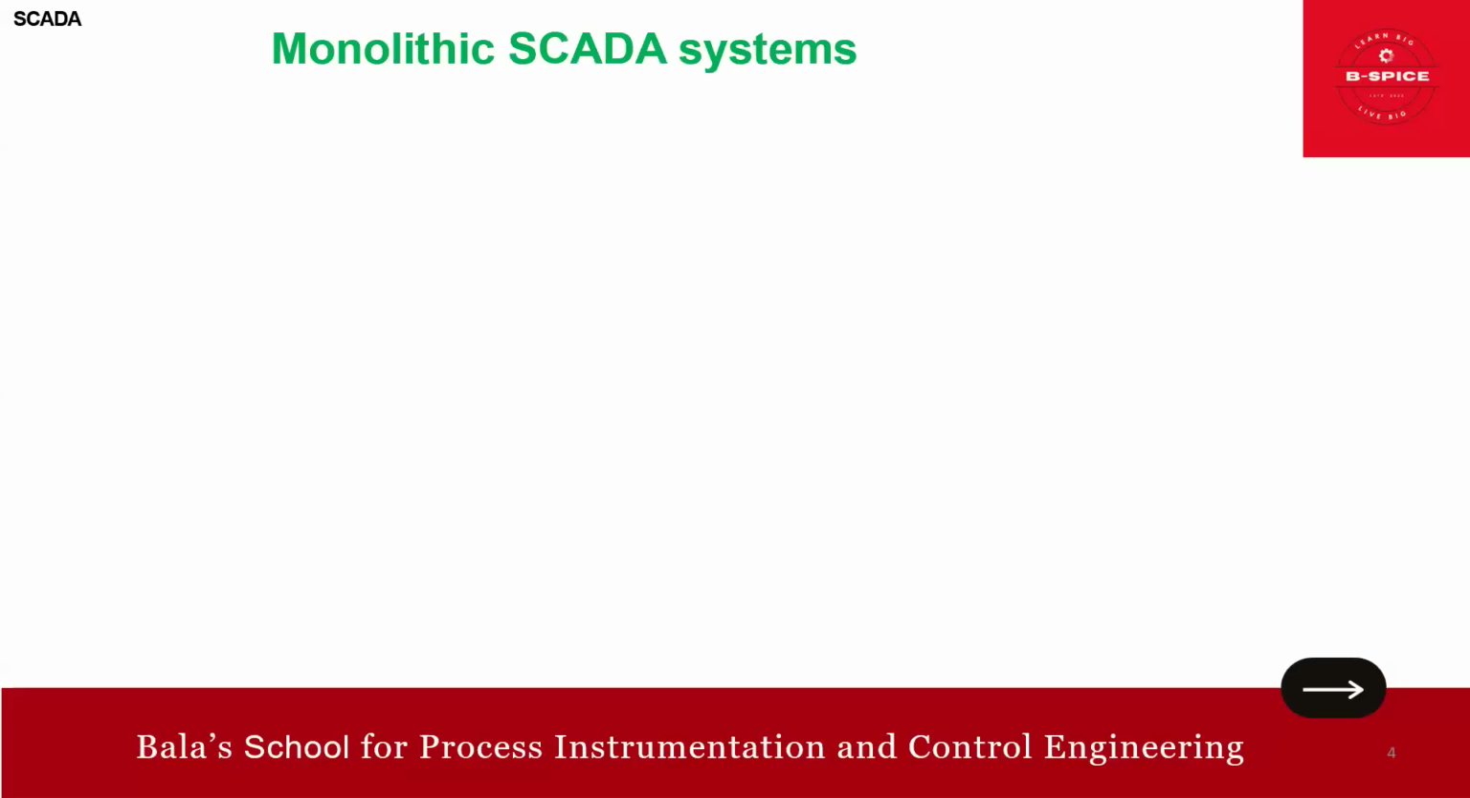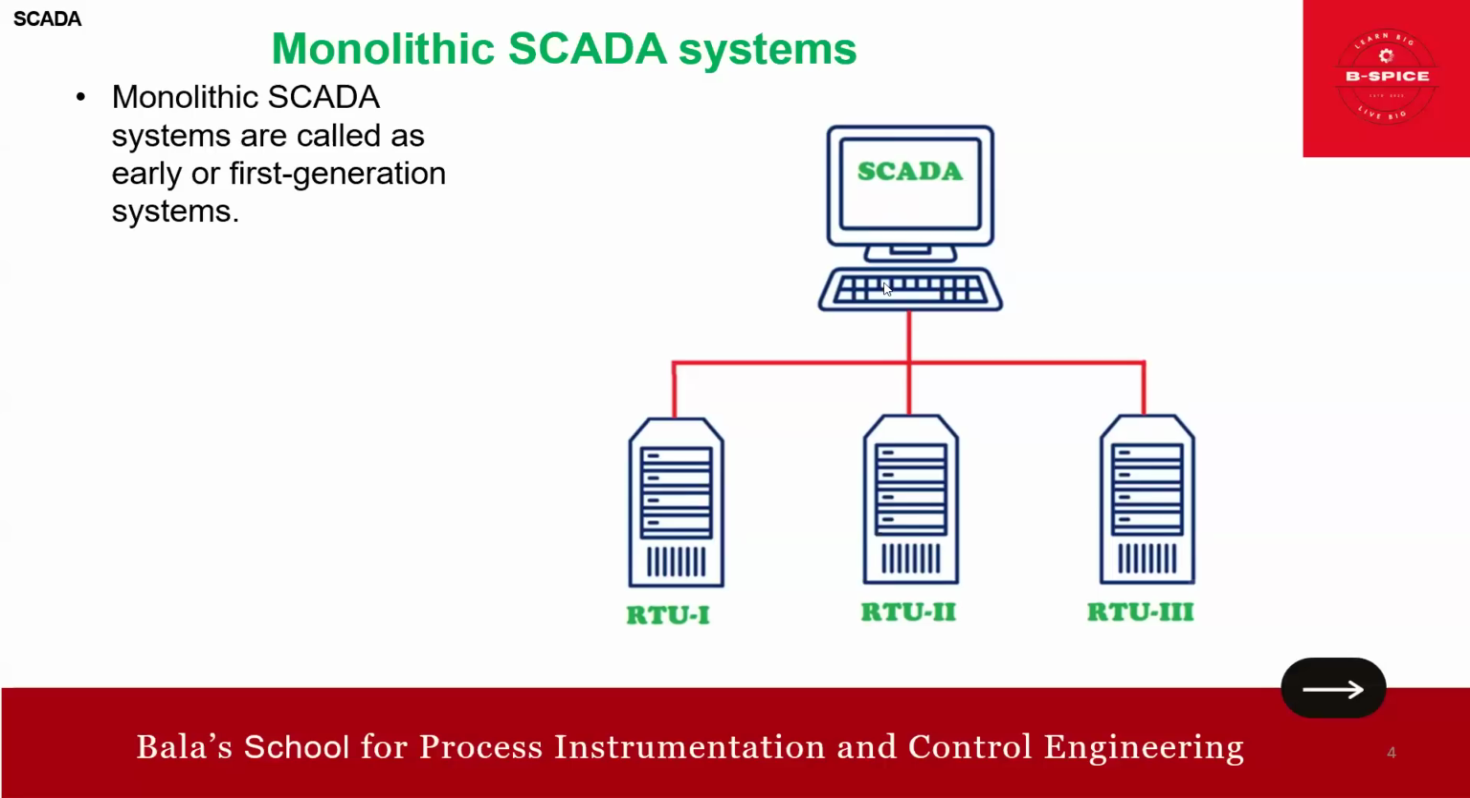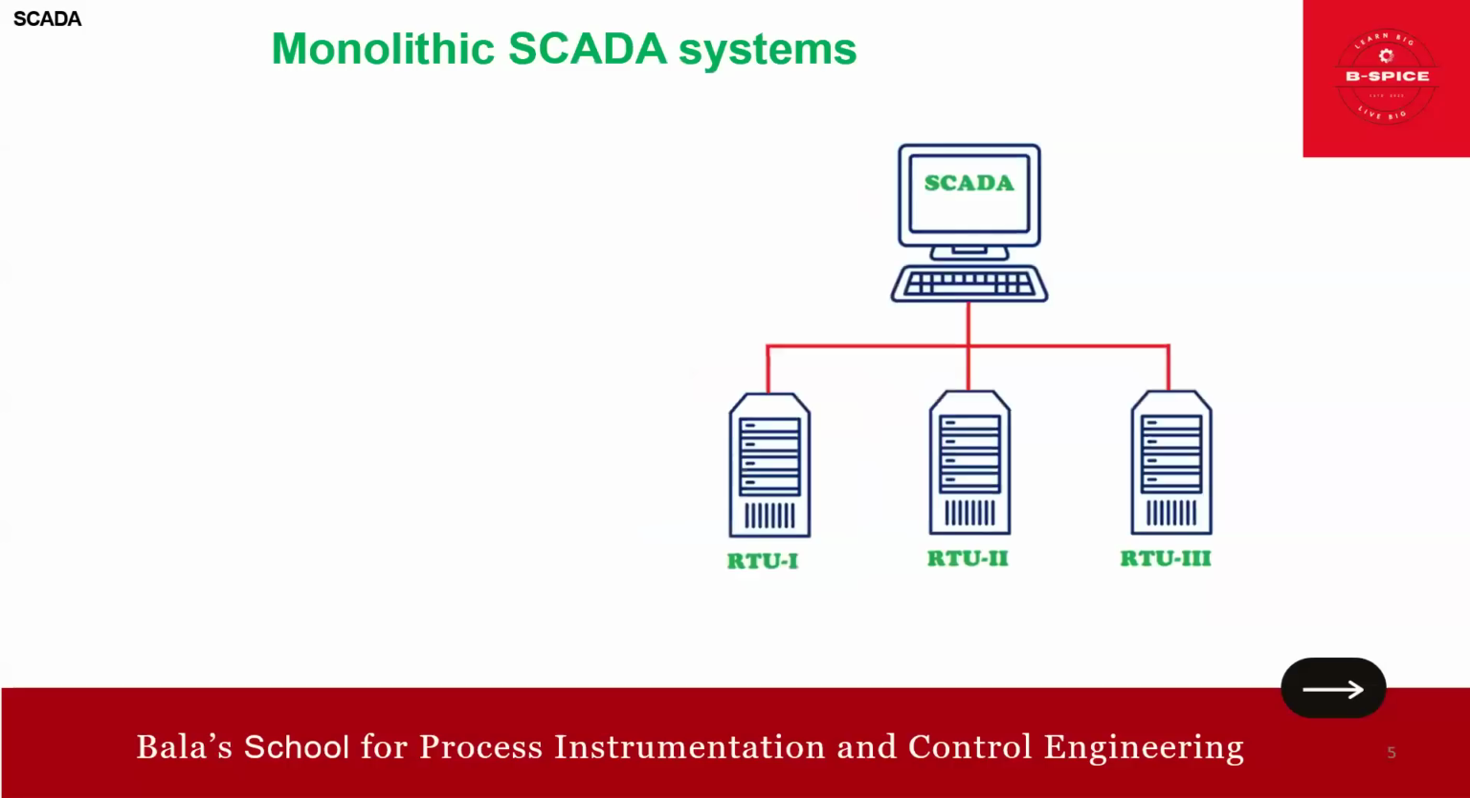Okay, friends? Right. So monolithic. This is the look and feel of a monolithic. The RTUs will be connected to one mini computer kind of arrangement. So monolithic SCADA systems are called early or first generation systems. In this type of system, mini computers are used. That's it, very simple.